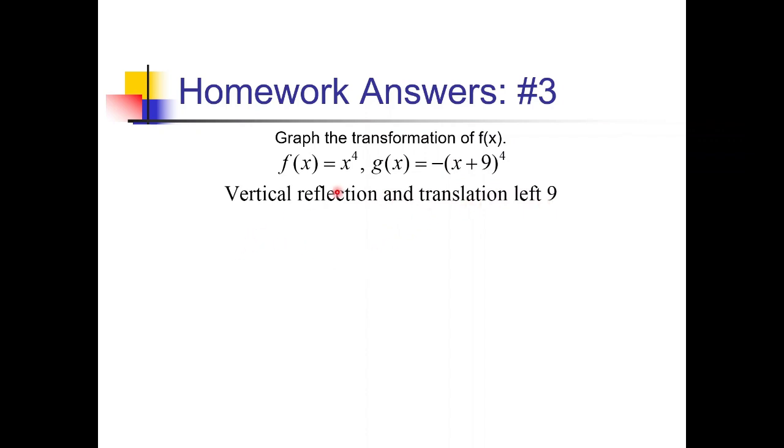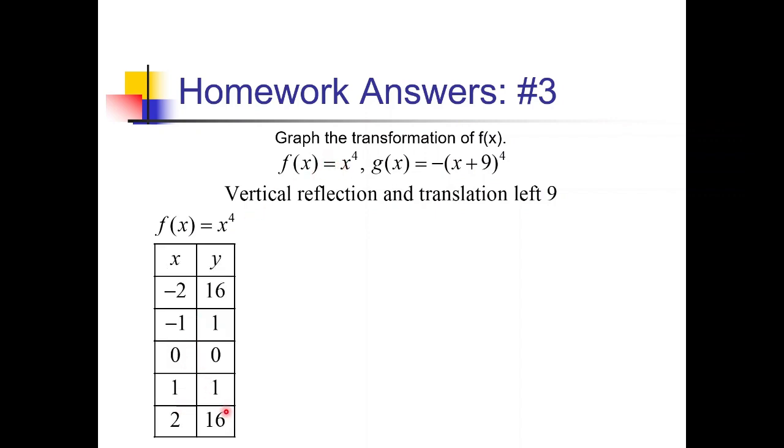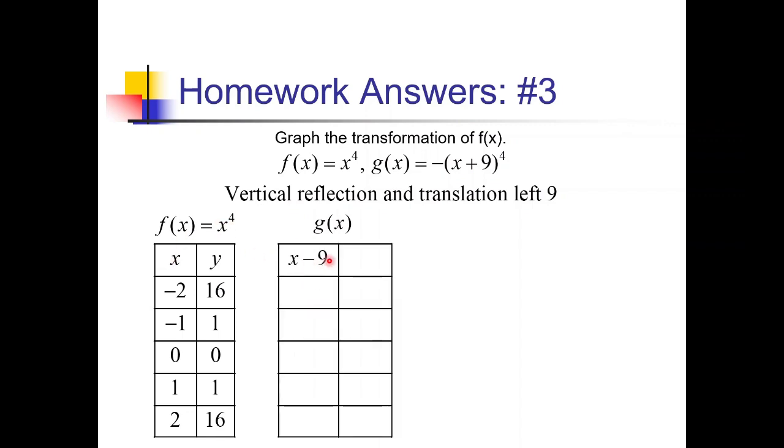Let's do our parent table of x to the 4th to start things off with here. I'm going to do everything from negative 2 to positive 2. So negative 2 to the 4th is 16, negative 1 to the 4th is 1, 0 to the 4th is 0, and then 1 and 2 to the 4th, we've got 1 and 16 again. For my g function, we're going to be switching things up a bit. So x, since we're translating left, we have to do x minus 9 as the new rule for x. And this vertical reflection means we have to multiply our y values by this negative 1 out here. So negative y is that rule.